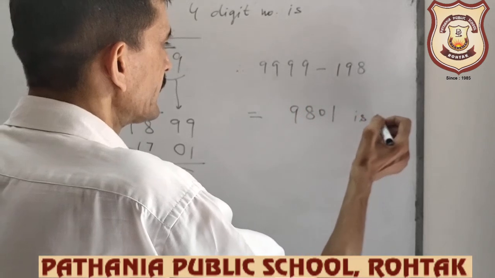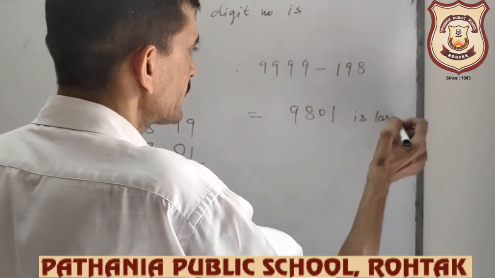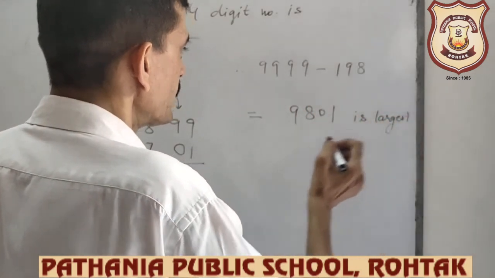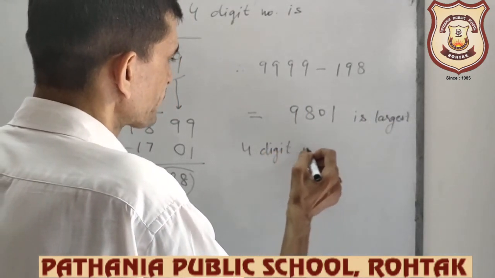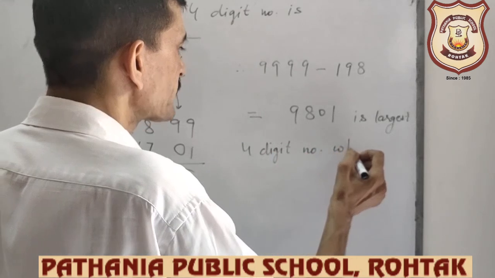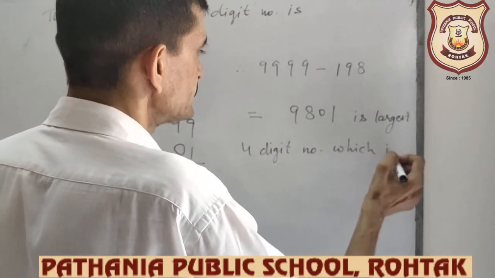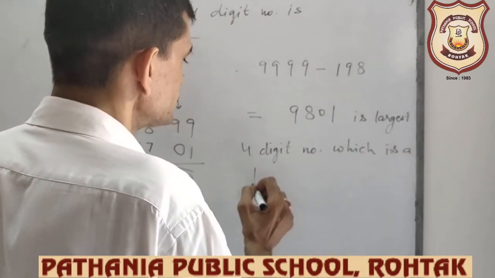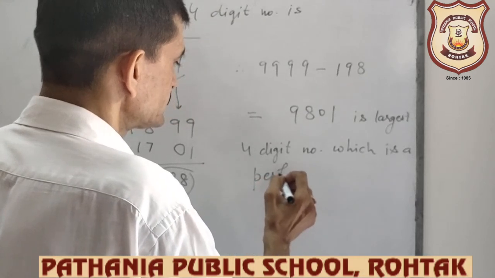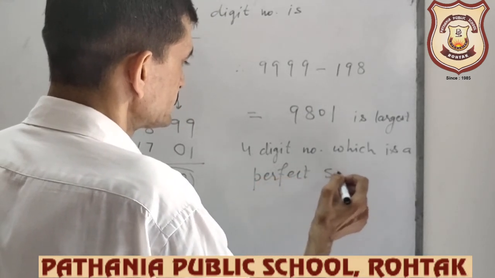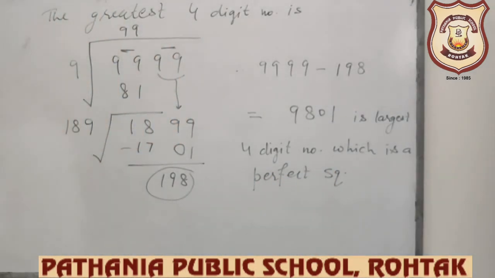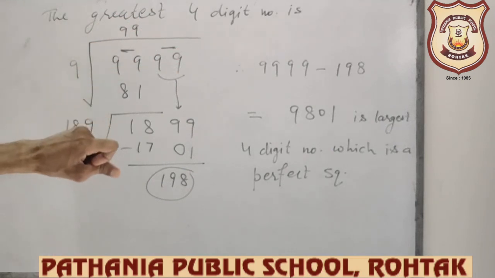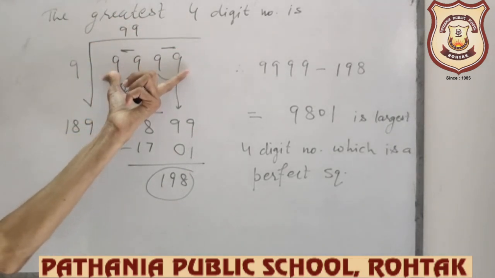is the largest 4-digit number which is a perfect square. What we have to find is the greatest 4-digit number which is a perfect square. So the greatest 4-digit number is this.